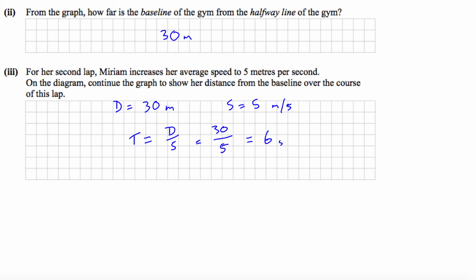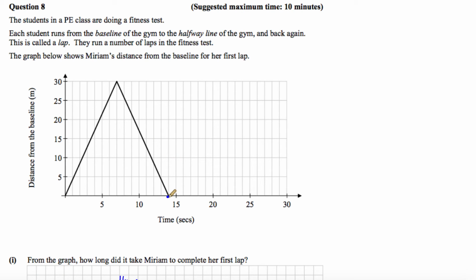So going back to the graph, once she comes back here after the first lap, she's going to do the next 30 meters in 6 seconds. So we count on 6 seconds from here. From 14, if we add 6, that'll bring us to 20 seconds. And then she's going to do the same speed on her way back, because it said her speed was for the lap, the second lap. So we're going to add another 6 seconds for her coming back. So 20 add 6 brings us to 26 seconds.